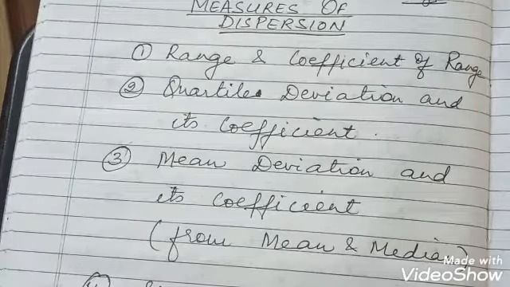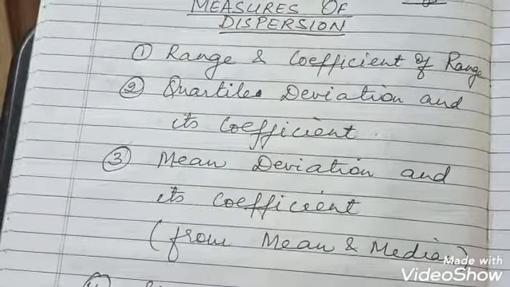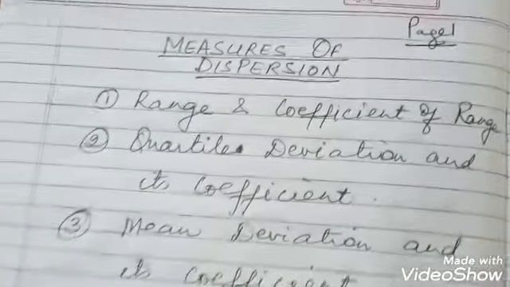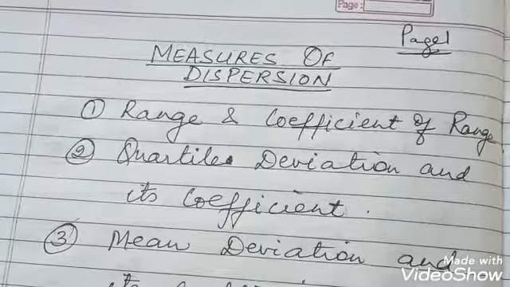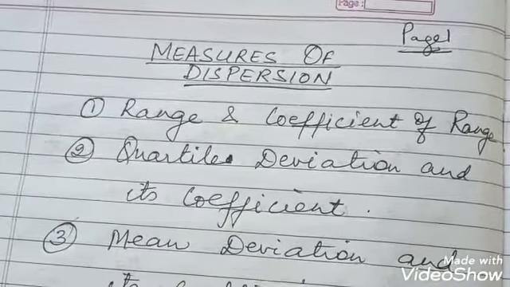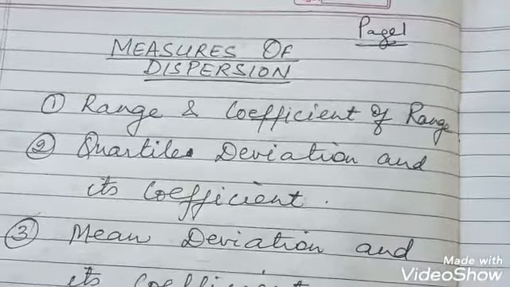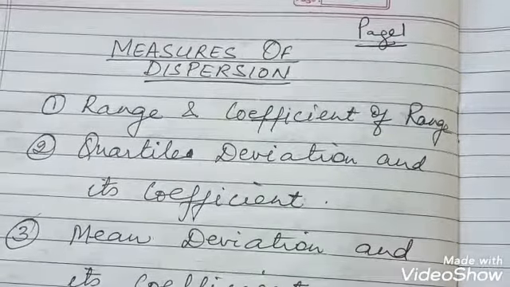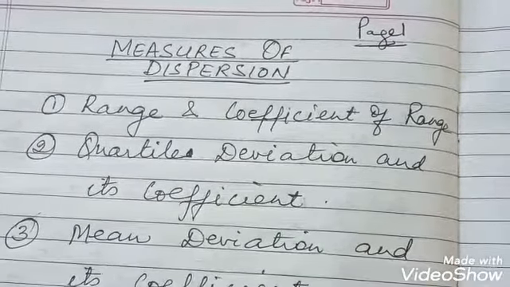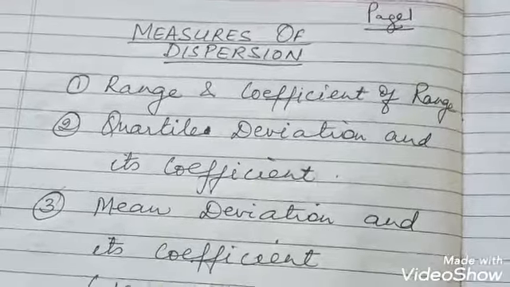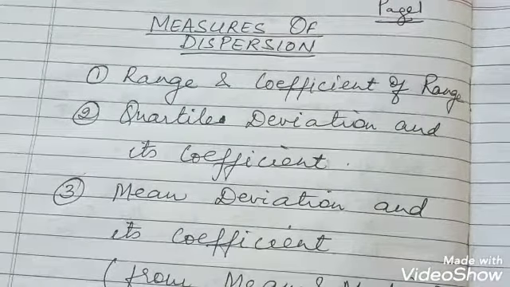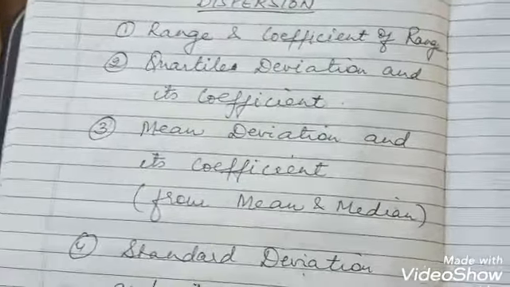Good morning, everybody. Today we are commencing the next unit, which is measures of dispersion. In this particular unit, we are going to be studying various estimations, starting from range and coefficient of range. All these are new terminologies for you. Second is quartiles, quartile deviation and its coefficient. Third, mean deviation and its coefficient.